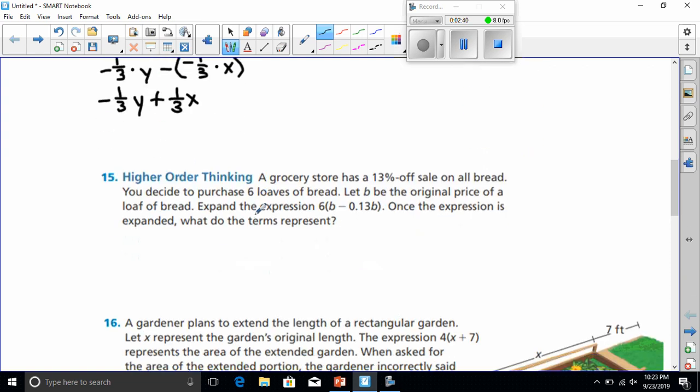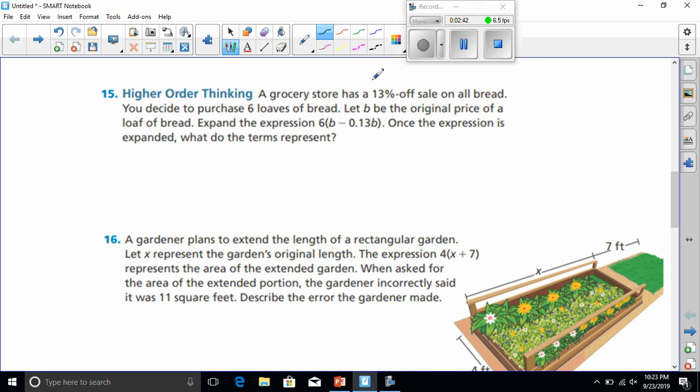15 is a higher order thinking problem. A grocery store has 13% off the sale of all bread. You decide to purchase 6 loaves. Well, that tells me right there that the original cost of the bread is going to be 6 times B, because B is the original price. So original cost.